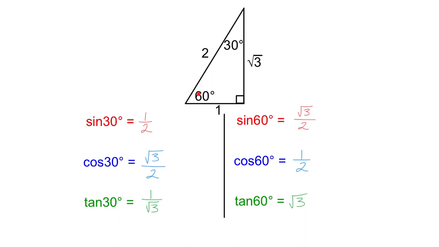For the 60-degree angle, this is now opposite. Root 3 over 2 is the sine. Adjacent over hypotenuse, 1 over 2 is the cosine. And the tangent, opposite over adjacent, root 3 over 1, which is just root 3. So these are the exact values for sine, cosine, and tangent of the 30 and 60-degree angles.